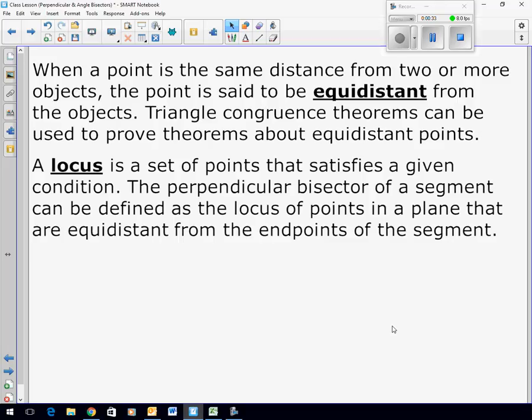When a point is the same distance from two or more objects, the point is said to be equidistant from the objects. Let's think about this. This is the third time we've used this little prefix, root word: equi, and it always means equal. So if you put it together, you get equal distance.